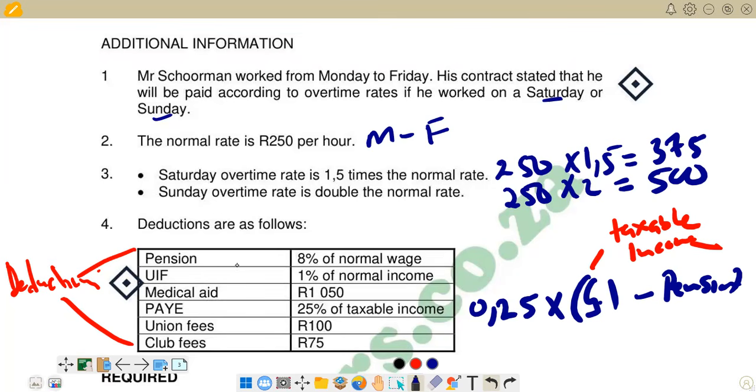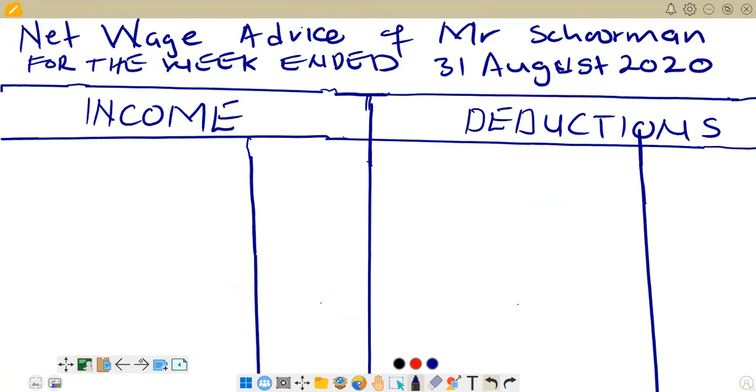We've got a table there that we are just going to fill in. If you go there, you'll see that we have the net wage advice of Mr. Skolman for the week ended 31 August 2020. That's our heading. Then we've got the income this side and the deductions this side. This side, we list all the income, and this side, all the deductions, and then obviously we'll calculate the net income. So let's start with the income side. Remember, we start with normal hours.